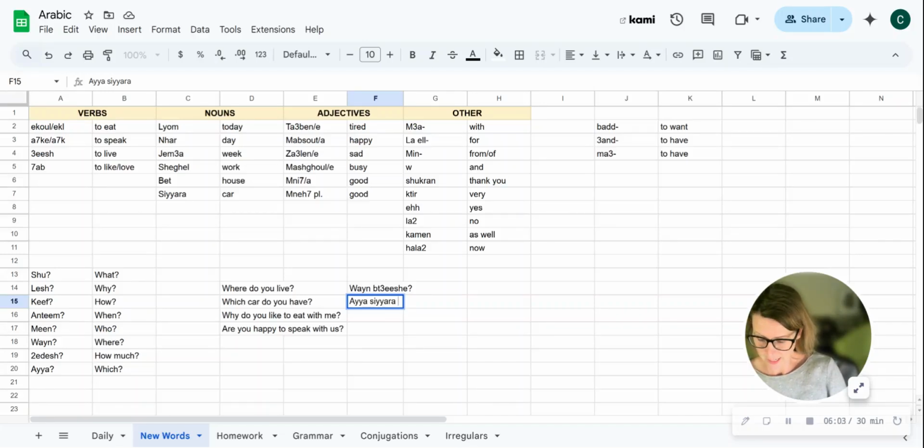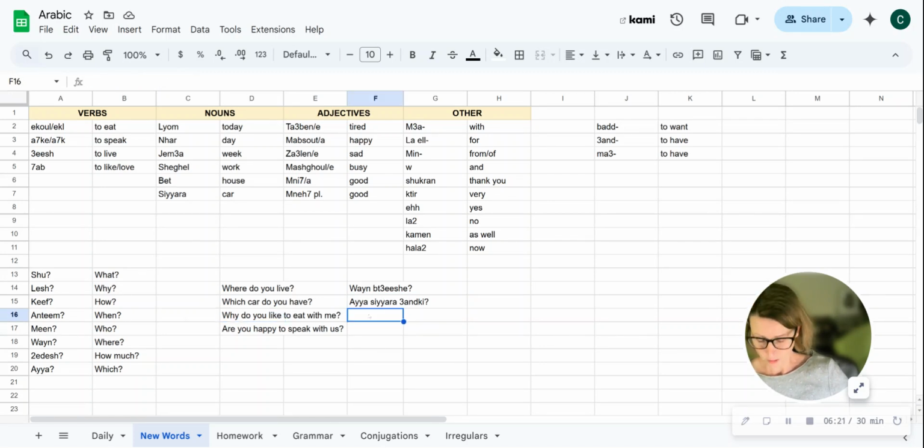So I'm going to say and key. Key is the ending for the girl. If it was you guy, I would say and ka. Aya siyara and key. What card do you have? Why do you like to eat with me?